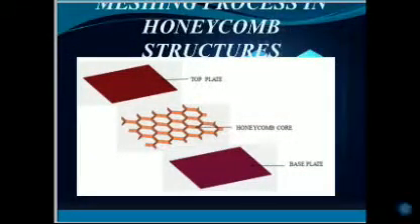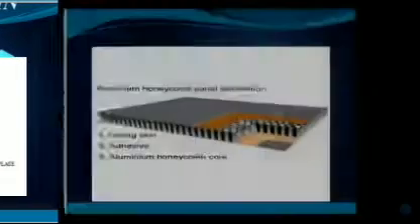This is the figure which shows the meshing process in honeycomb structure. There are two plates, top plate and base plate, and a honeycomb core is present, and the honeycomb core is placed in between the top plate and the base plate, and by this the process takes place.